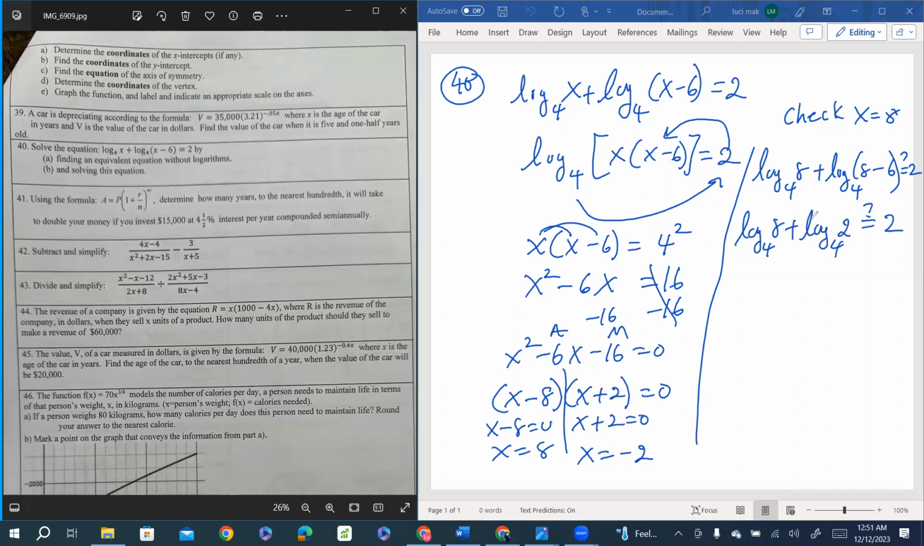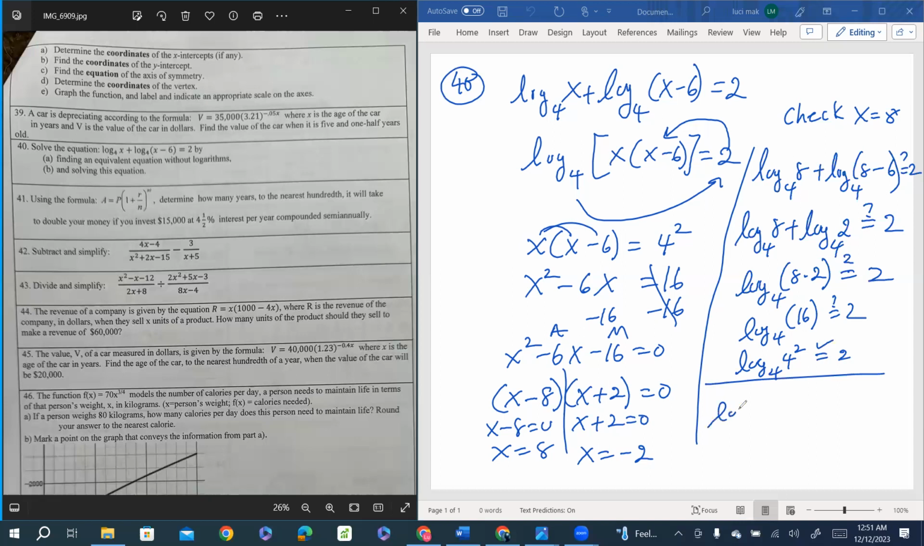Now, 2 and 8 are positive, so that's fine. Now we can do a multiplication: log base 4 of 8 times 2. We want to check if it's 2. So log base 4 of 8 times 2 is log base 4 of 16. Is that really 2? Yeah, we know that 16 is 4 squared, so log base 4 of 16 is 2. So then it is equal to 2. The first check is good.